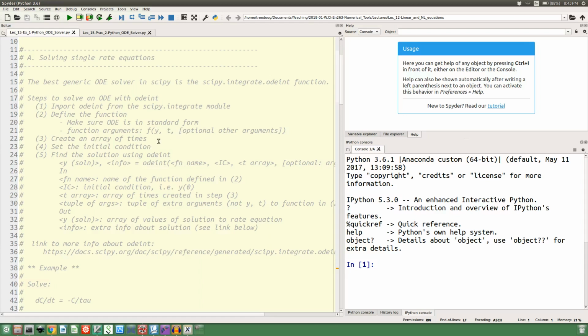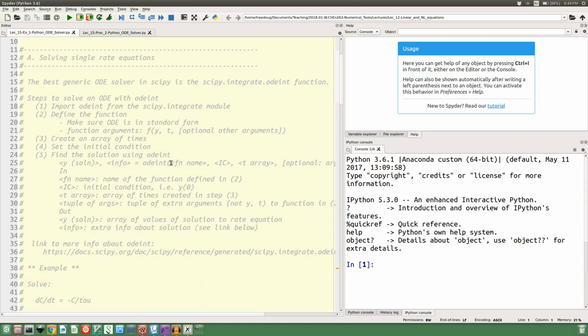The third step will be to create an array of times. I'll show you what that is, but that will just be a linearly spaced array most often. So 0, 0.1, 0.2, 0.3, etc. We'll create the whole array of all the times. Then we need to set the initial condition. And the last step here is to call ODEint to find the solution.